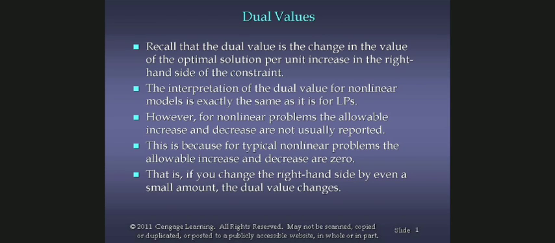As a continuation, we will be having a brief discussion of dual values in this section. The concept of a dual value was introduced in the previous chapters. Let us recall that the dual value is the change in the value of the optimal solution per unit increase in the right-hand side of the constraint.